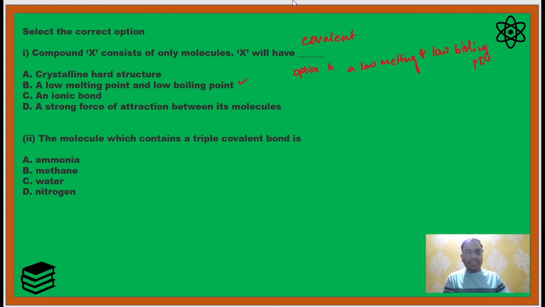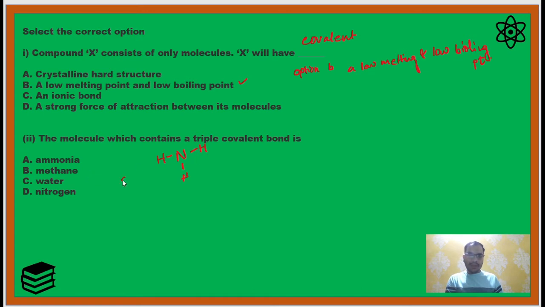It states that a molecule which consists of triple covalent bonds. So you need to know the structure of all the four compounds. First one is ammonia. What is the structure of ammonia? Here we have three covalent bonds but all are single bonds.